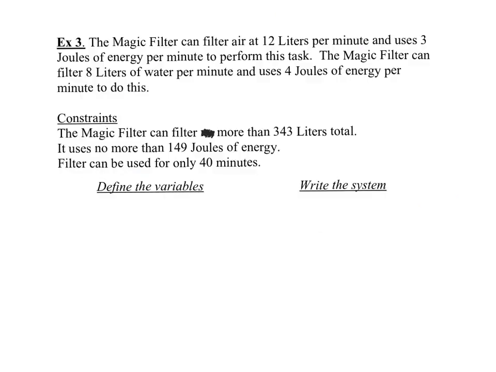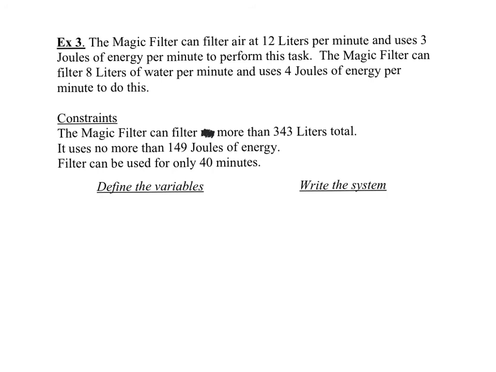Okay, for the last example, we're not actually going to graph it today, but in the next section we are going to do applications and optimization problems. So this is just to give you a preview of that. First, they're going to describe the situation. This magic filter can filter air at 12 liters per minute and uses 3 joules of energy per minute to perform the task. The magic filter can filter 8 liters of water per minute and uses 4 joules of energy per minute to do this.